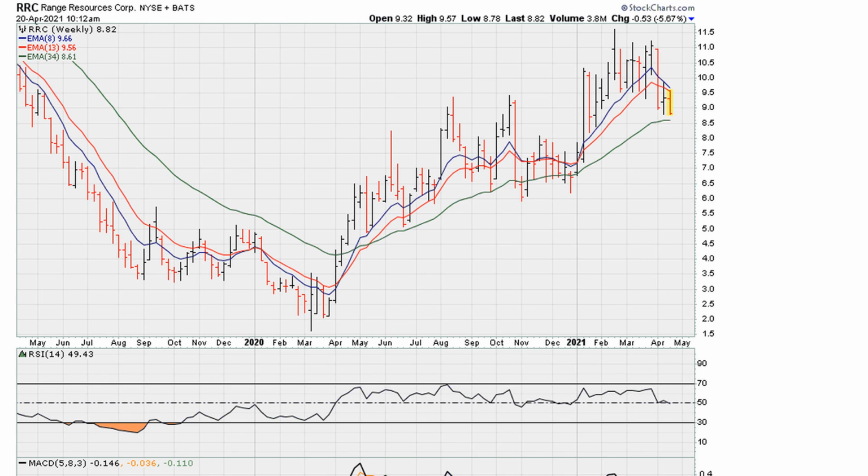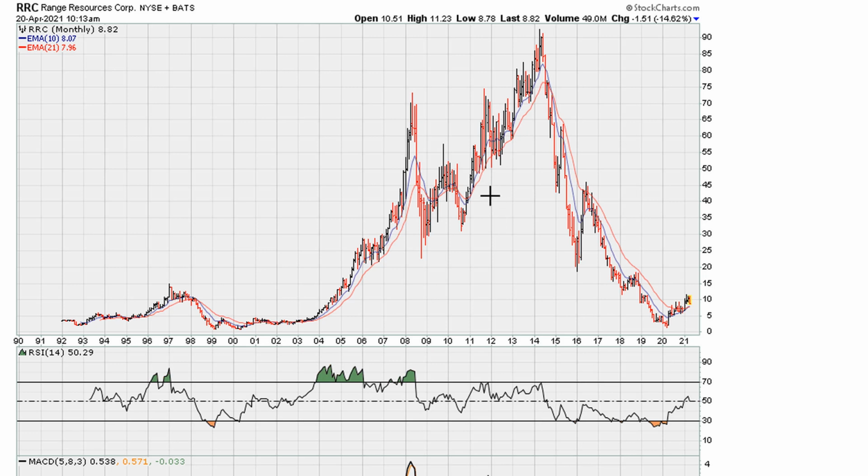Let's take a look at an instrument here that is down recently. You can see this rollover action here. It is RRC. Now this is the 2-year weekly. Let's take a look at a longer point of view. And here we have all data monthly. What I'm going to do here is draw 2 lines.